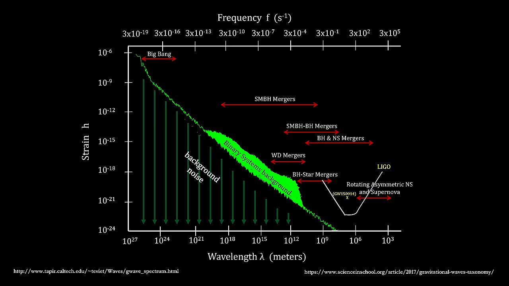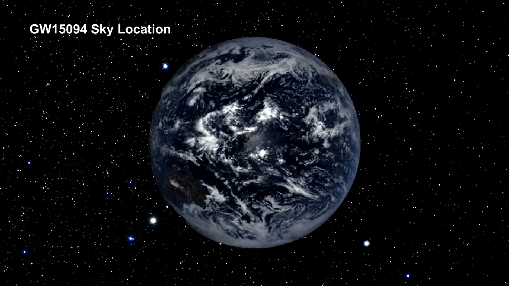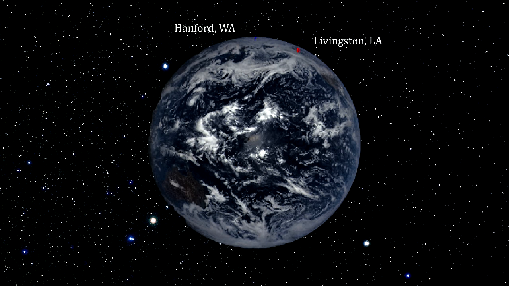Here's this event's place on the sensitivity graph. You can see that it's well within the sensitivity area covered by LIGO. We have used the wave information to find the energy, wavelengths, and masses involved, as well as the distance to this event. But the wave information does not tell us in which direction it came from, because each interferometer is a whole sky monitor with very little directional information. But having two detectors does give us some directional data.